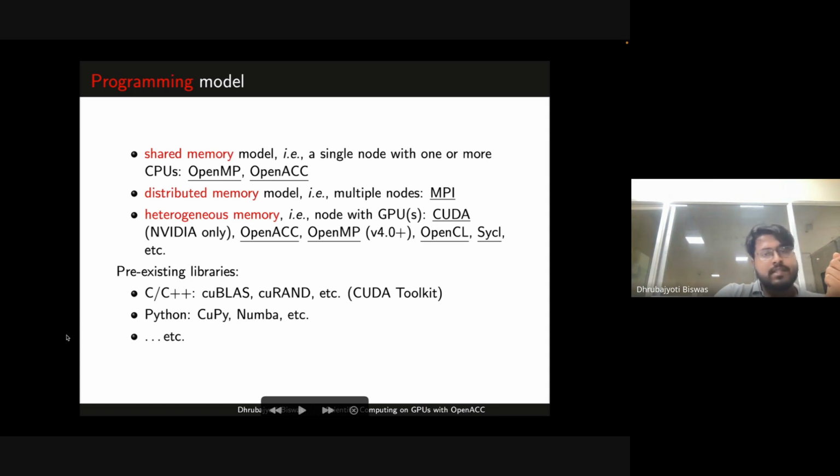If you are using Python, you are in luck. There are many libraries which are already written for GPUs. You can use CuPy, Numba, and things like that. There are machine learning libraries, TensorFlow, and things like that, which already have GPU support inbuilt. So you don't have to worry about the GPU in that case. You just call the function and it has been written in such a way that it will run on the GPU.